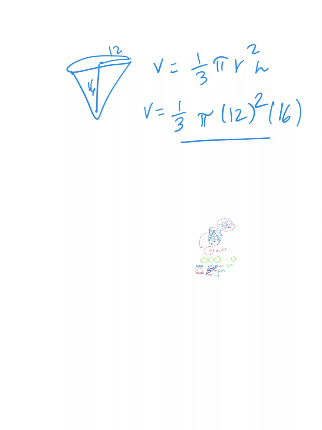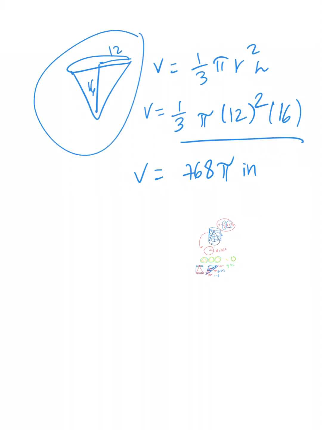Now if we do the math here, we will come up with a volume of 768 pi inches. But as we're talking about the volume, and this is 3D, we would say inches cubed. And that's how we will get this one. Then we know pi is 3.14, so you come up with 2,412.7 cubic inches. Then that will be the volume of our cone.